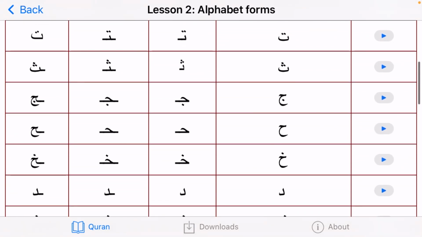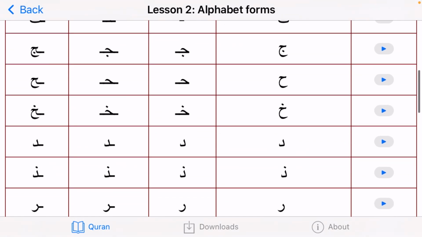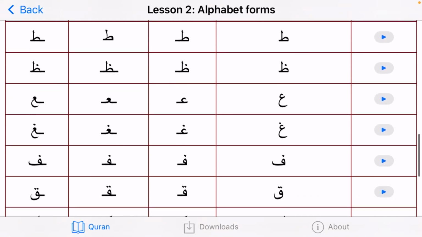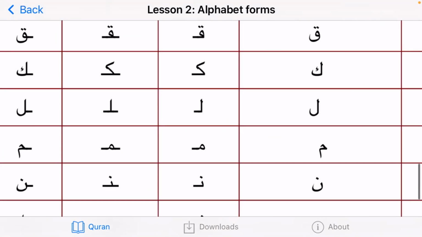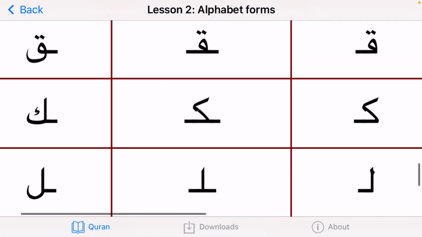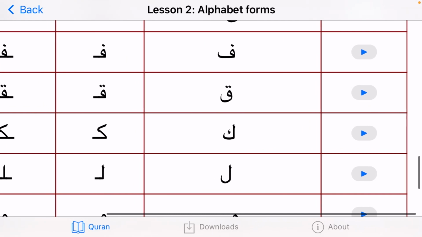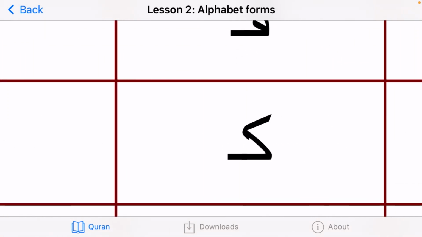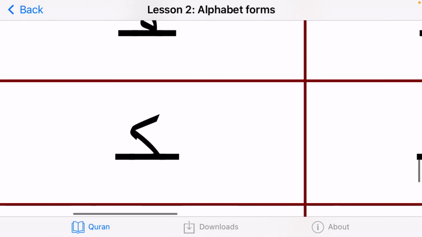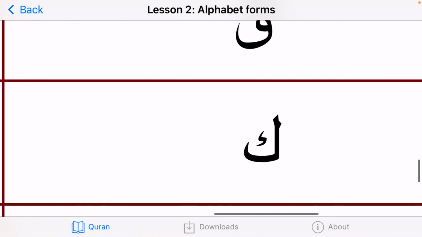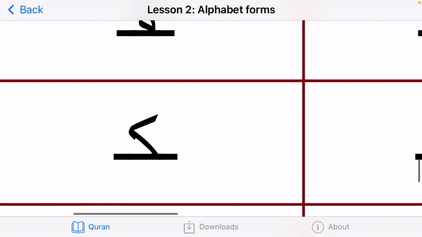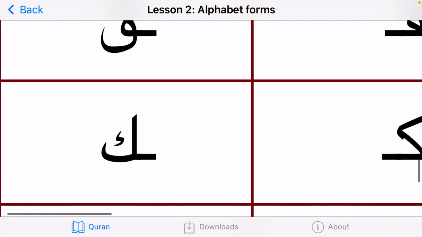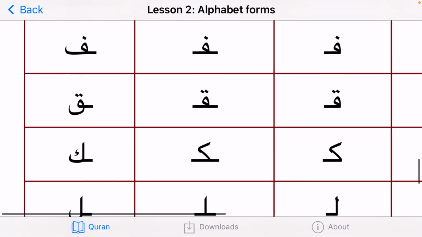You can see that some letters look very different, especially the letter kaf. As you can see right here, this is the original kaf, but in the middle of the word, it looks totally different. If it's in the beginning and the middle, it looks totally different. You can have a look here. This is the original, and in the middle and in the beginning, it looks very different. And at the end, it takes its original shape.